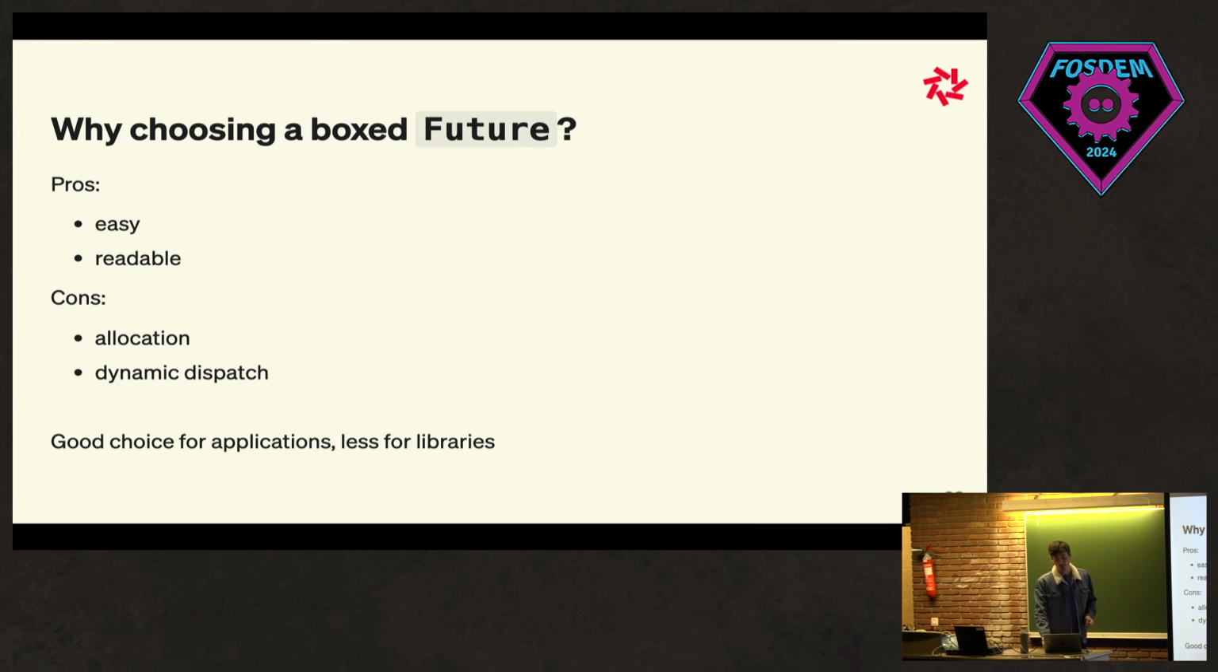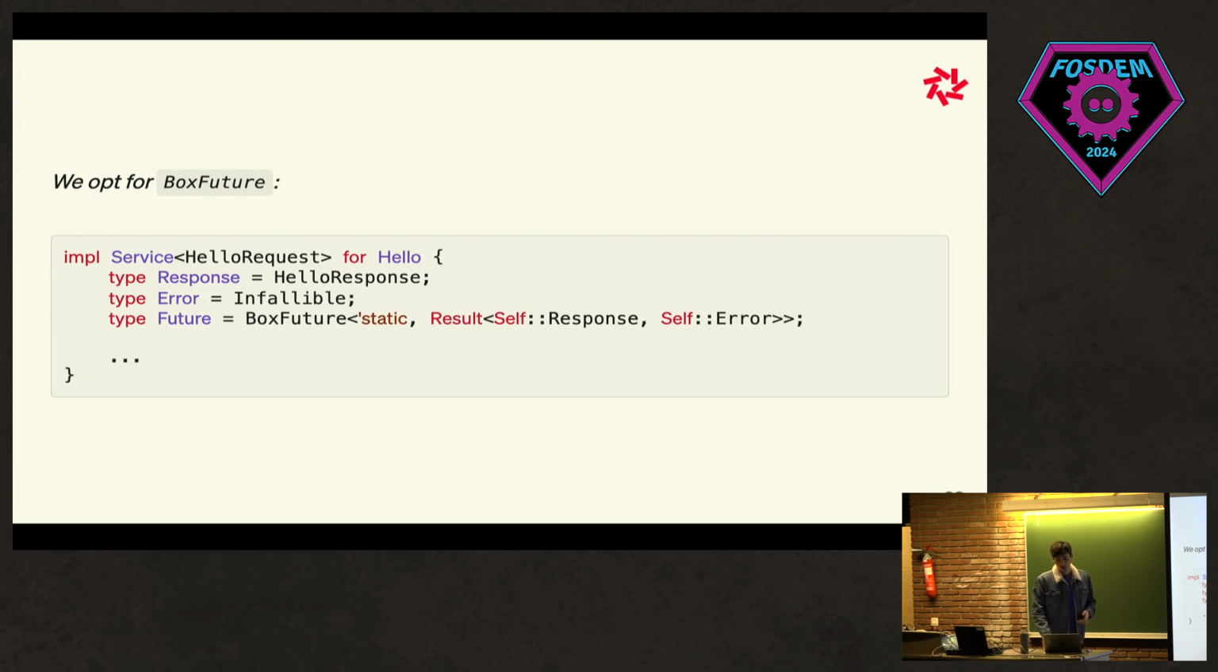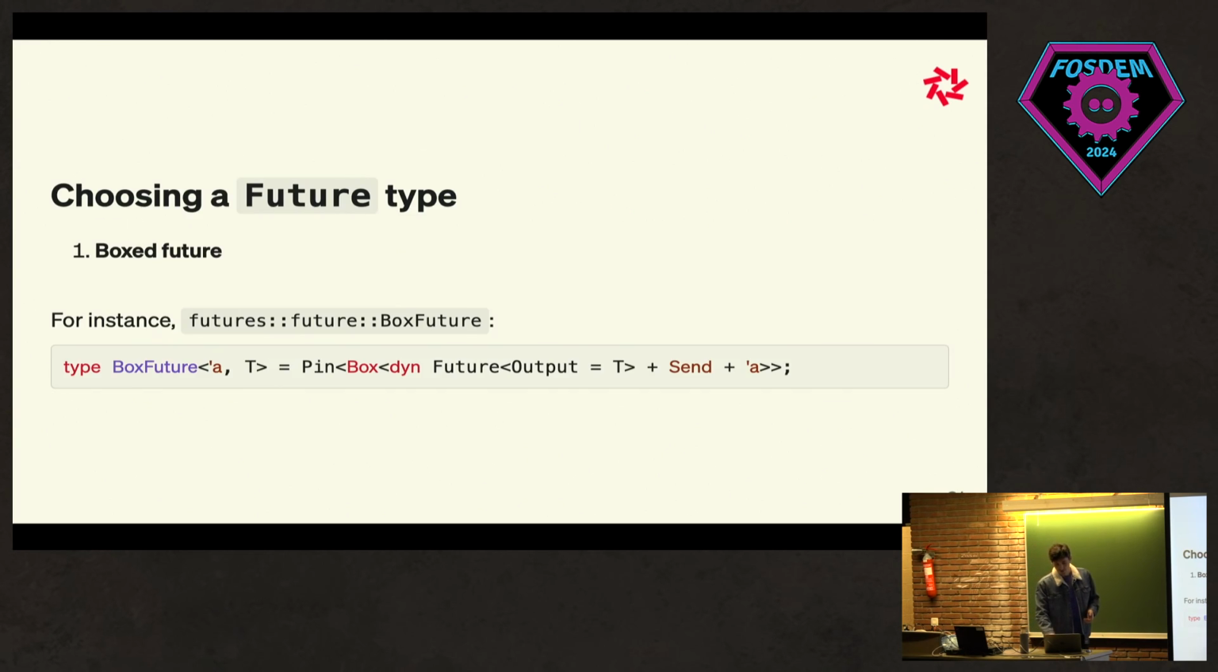So box futures are a good choice for applications, less for libraries, because when you're writing libraries, you want to let the users of your libraries decide whether or not they want to incur some overhead. So it's better if you don't use box future in your libraries so that people can opt out of the overhead. So in this example, we opt for box future. We need to notice that this box future has a lifetime that we'll choose, and it has to be Send as well. That will become important later.